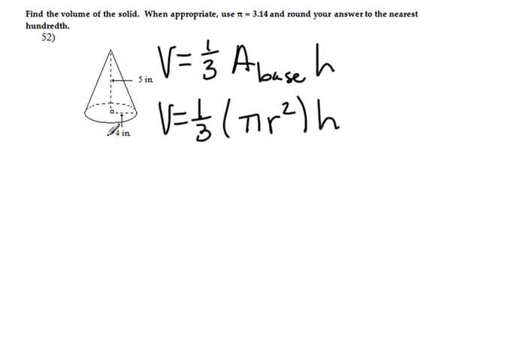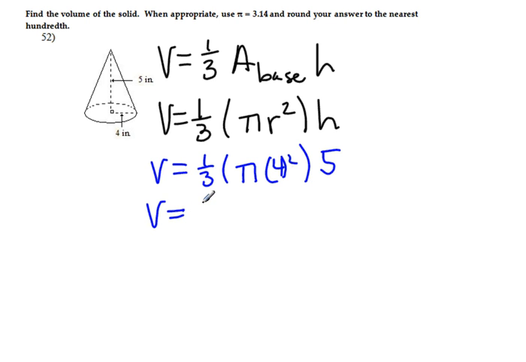Double check my units are all in the same units. So I'm now going to plug in. The radius of the circle is 4. So we're going to square that. The height of the cone is 5. So for the area inside here, we have 16 pi times the 5. At this point, 16 times 5 is 80. So we have 80 divided by 3 times the pi.